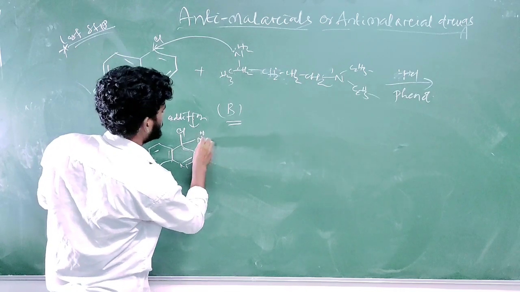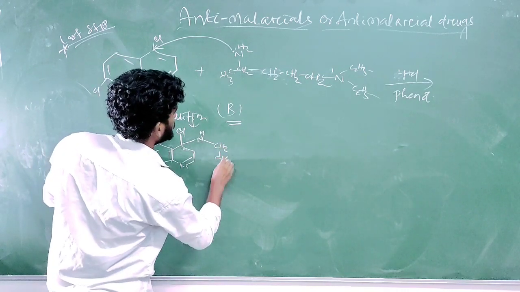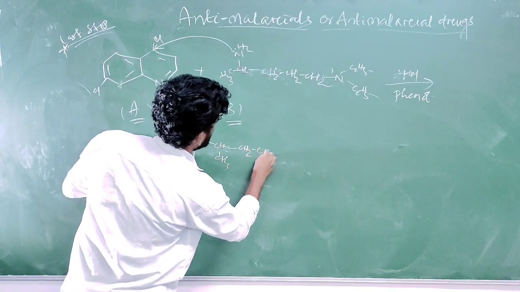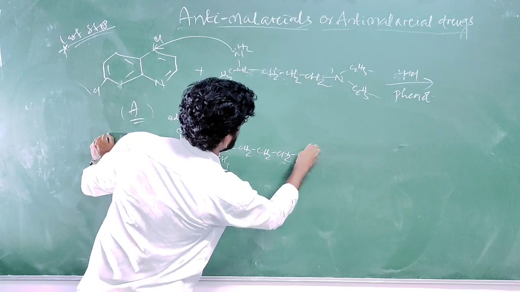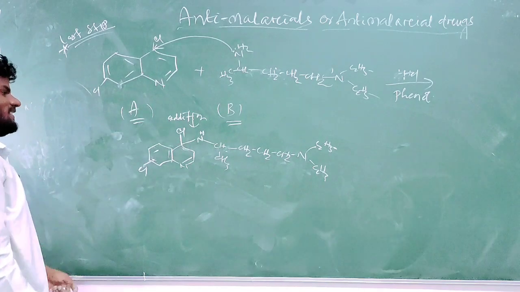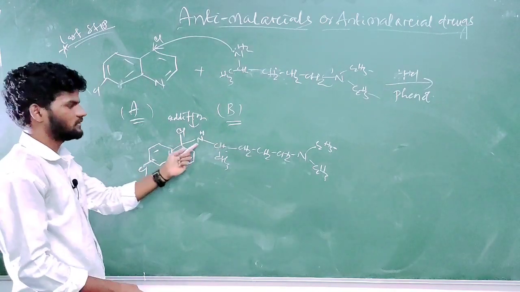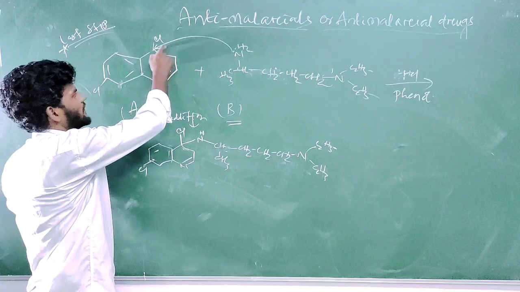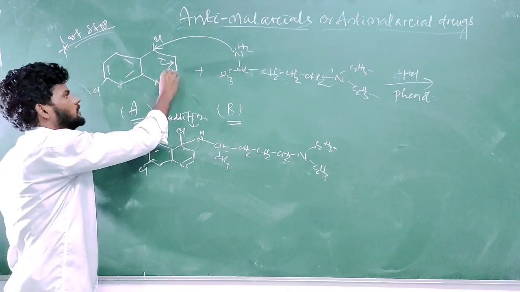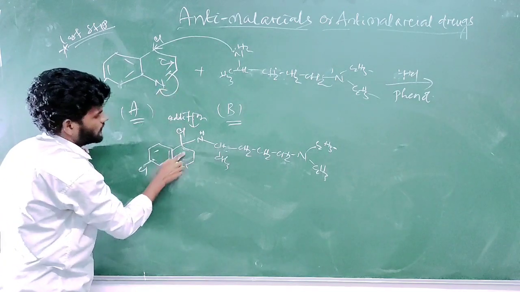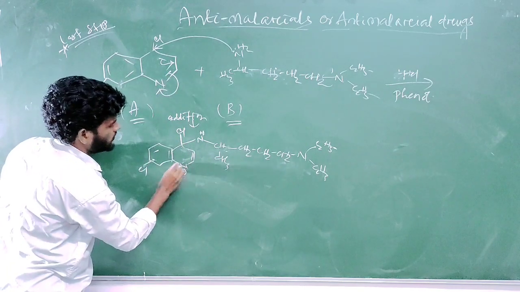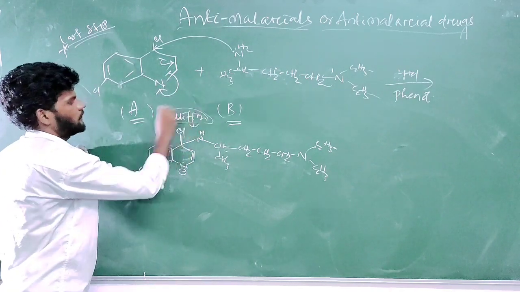N H CH2 CH3, not CH2 CH CH3, CH2 and C2H5. So this is what step? The addition step. When it attacks here, this bond moves to this bond, this bond moves over to nitrogen, this bond moves over to this carbon, and this bond moves over to nitrogen. This step is known as the addition step.